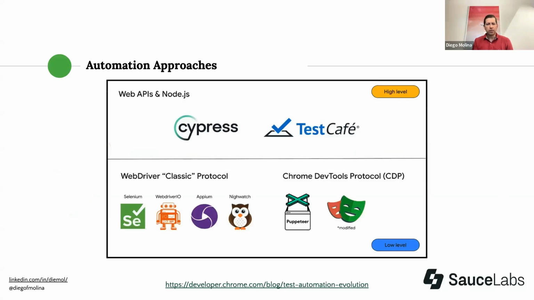So this brings us to the point where we can talk about the different automation approaches we have out there. One of them is the high-level approach, which is the one that Cypress and Testcafe use. And then we have another one, which is the low-level approach that is used by most of the tools we use out there. This could be subdivided into the WebDriver tools, and then the ones that are using extensively CDP, the Chrome DevTools protocol.